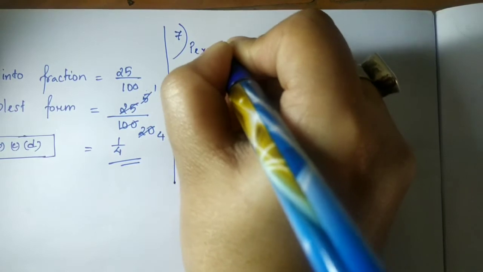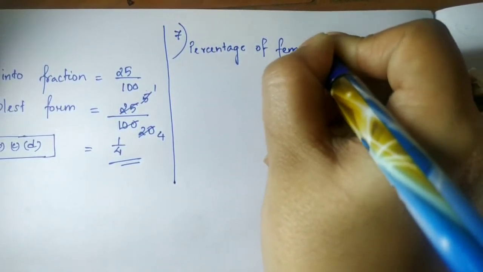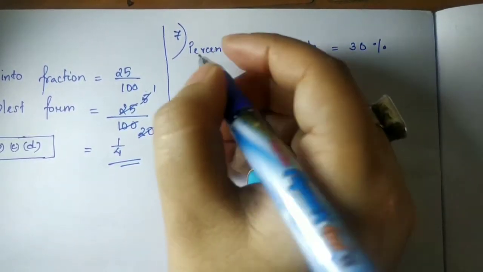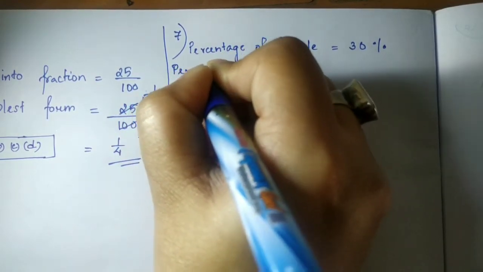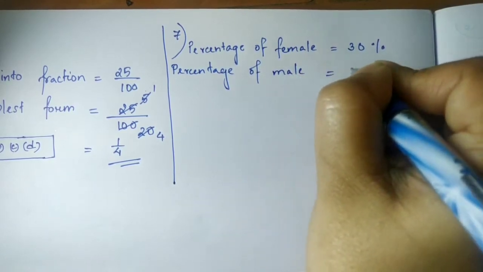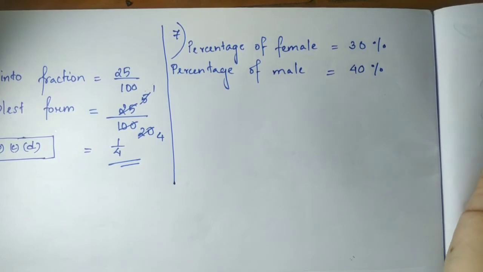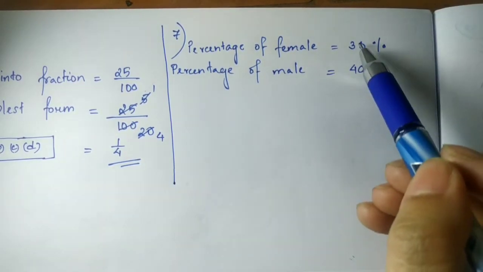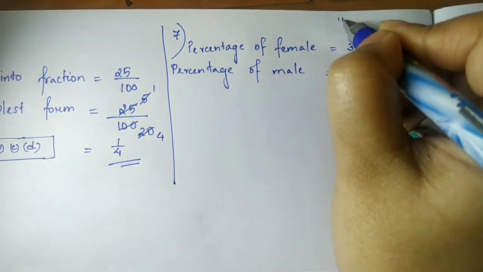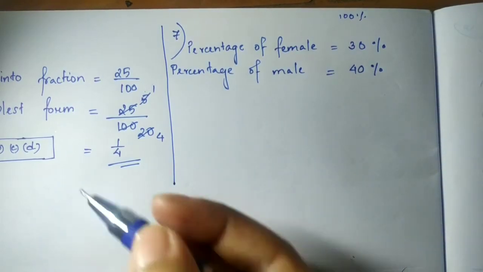Percentage of female is equal to 30%. Percentage of male is equal to 40%, and the remaining are children. So we have to find the remaining. So you know these are female and these are male. How many children? The total is always 100%. So if I add this and subtract it from 100, I'll get the percentage of children.